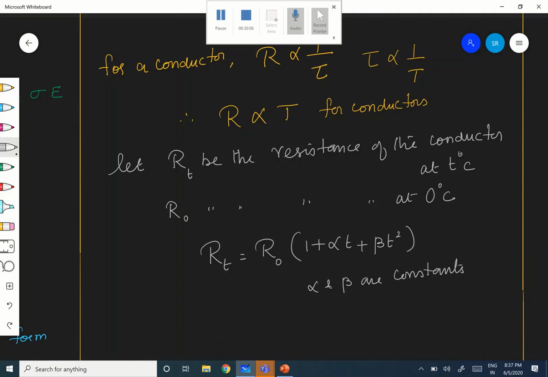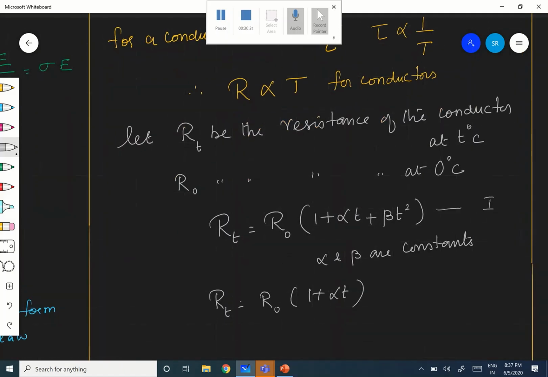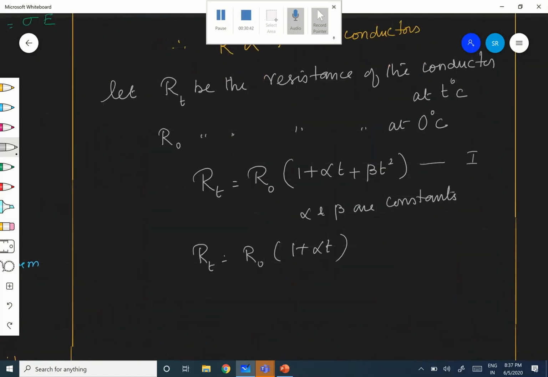One more very important thing is, if the temperature T is not sufficiently large, then this equation, let it be equation 1, can be reduced to R_T equal to R_0 into (1 plus alpha T) only. Why? Because if the temperature is not sufficiently large, the beta value can be neglected. The third term can be neglected. Therefore, you can say 1 plus alpha T. This is only when the temperature is not sufficiently large. If it is a very high temperature, beta cannot be neglected.